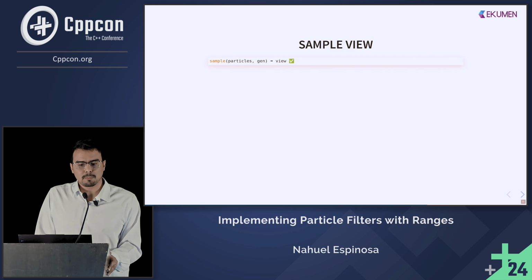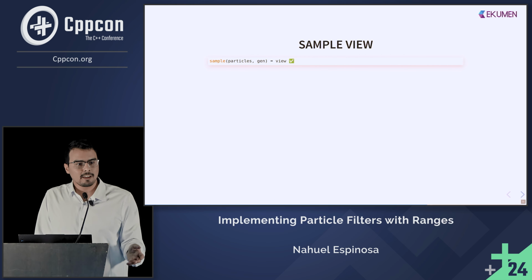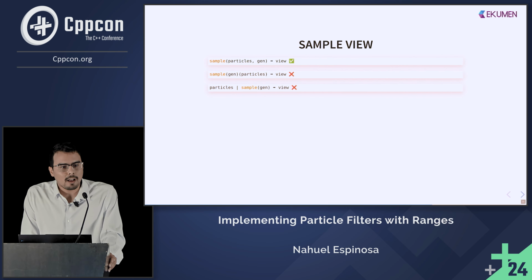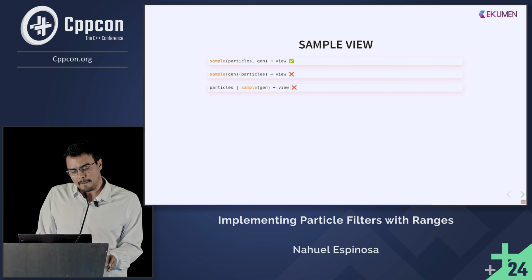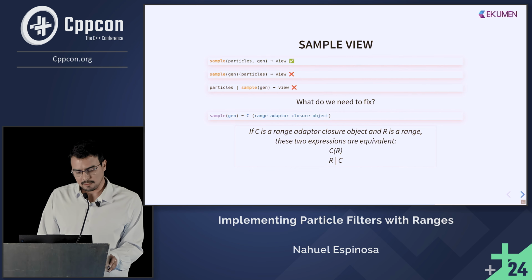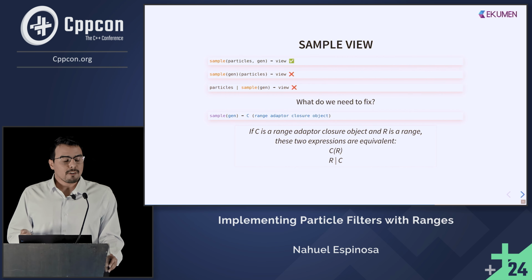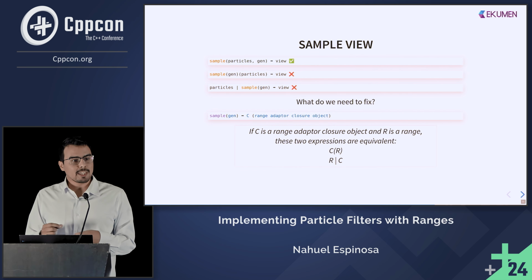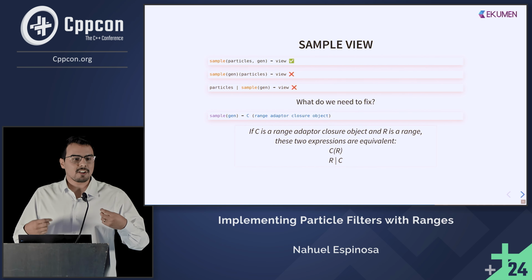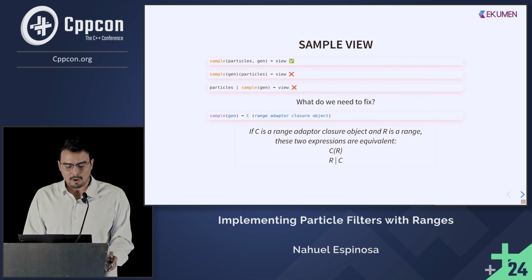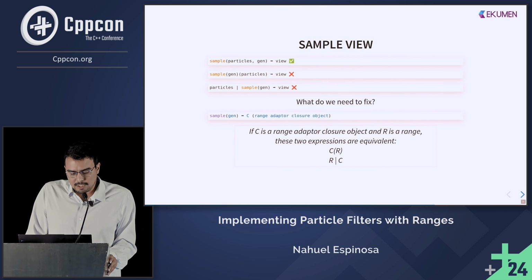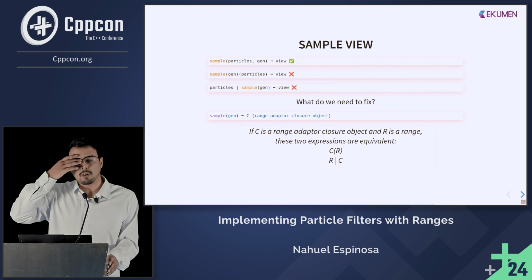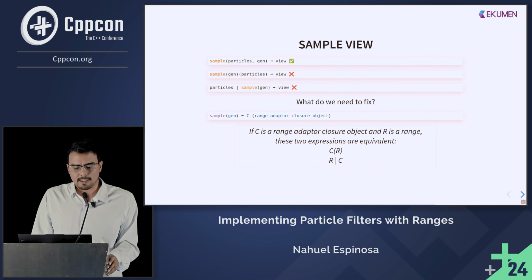So now we have an expression that can return a view, given a particle set and a generator. But to make this a complete adapter, we will need these two expressions to also be valid. So what do we need to fix? We need to create a new overload for a sample function that takes a single parameter, the generator, and can create a closure object. This object can later be used to create the view. And so our range adapter closure object is a range where these two expressions are valid and equivalent, basically passing the range or using the pipe operator with another adapter.